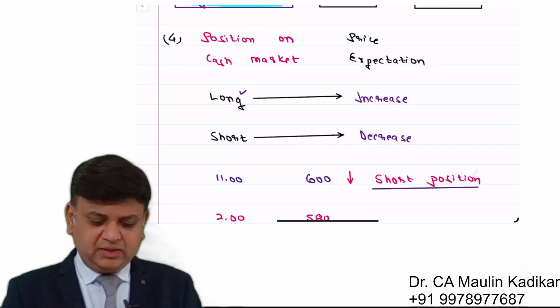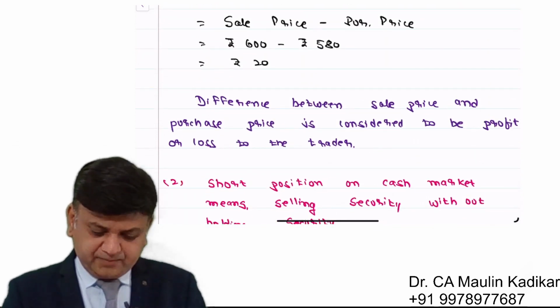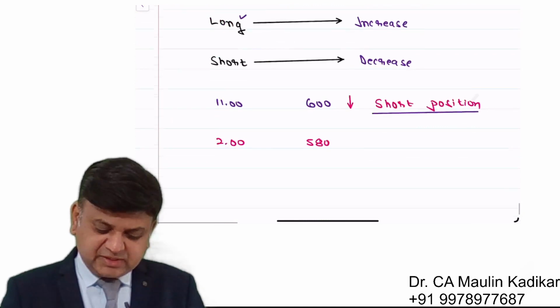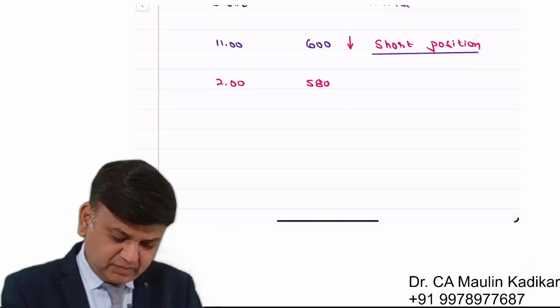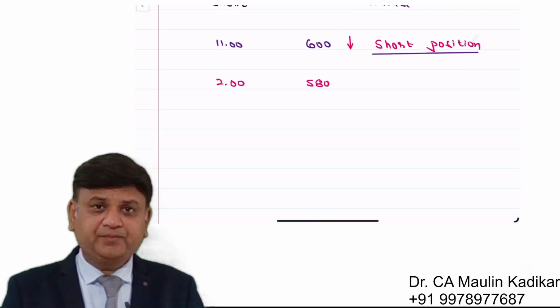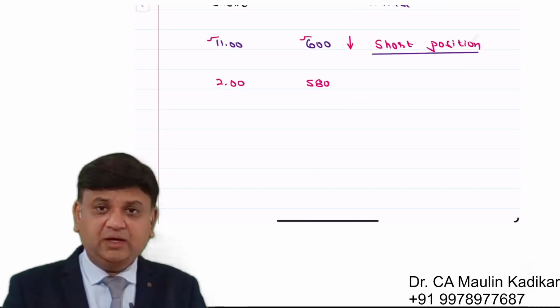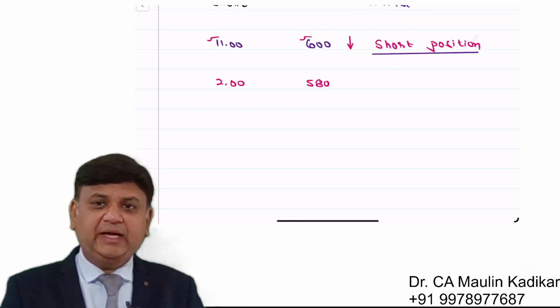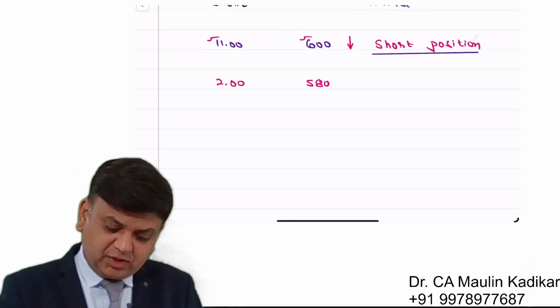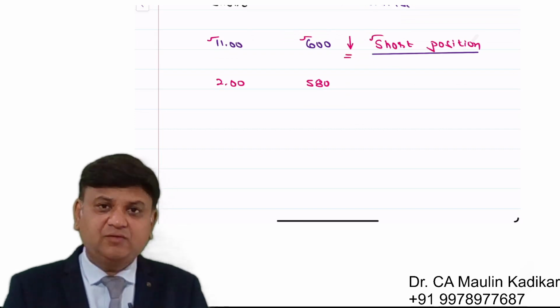Now I want to discuss one more point over here. Everybody is requested to pay attention. The question is providing the information that at 11 o'clock the price of the security was 600 and the trader entered into a short position. Why? Because his expectation was that the price would fall.